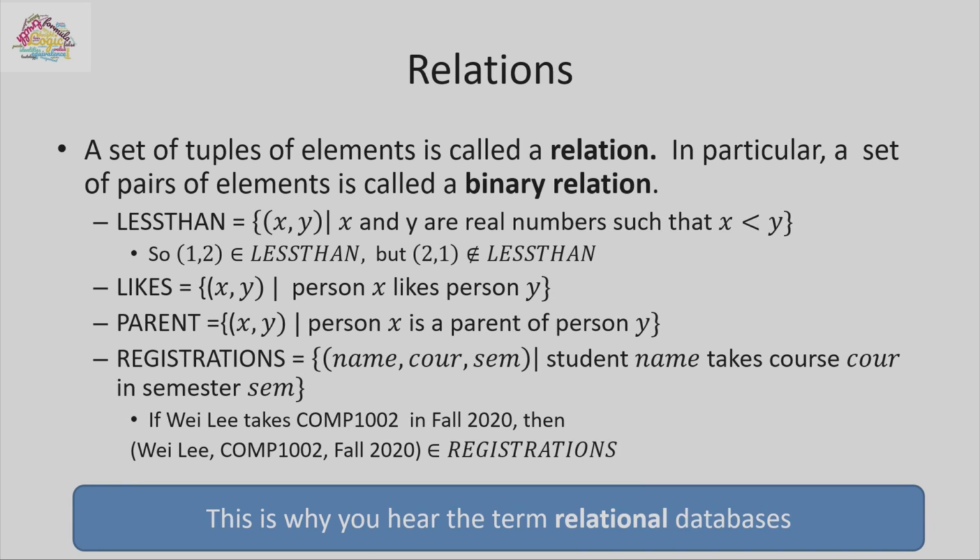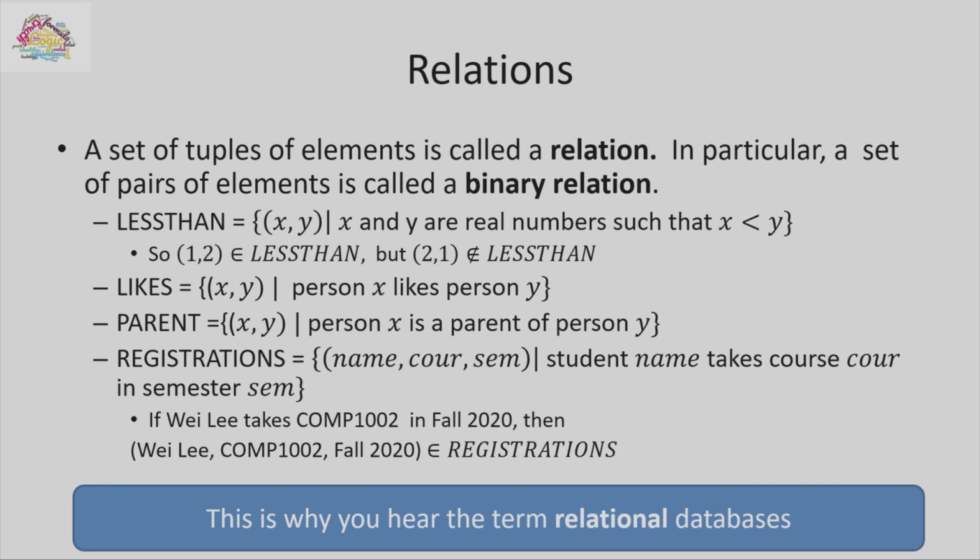So here are some other examples. You could talk about pairs of people x and y such that x likes y. By the way, that doesn't mean that y also likes x. Liking may go only one way. Parent relation definitely only goes one way. If x is a parent of y, y cannot possibly be the parent of x.